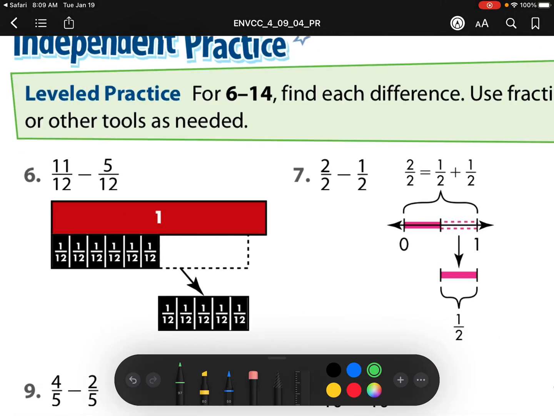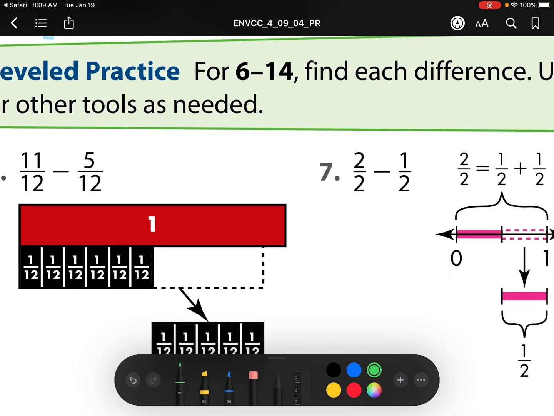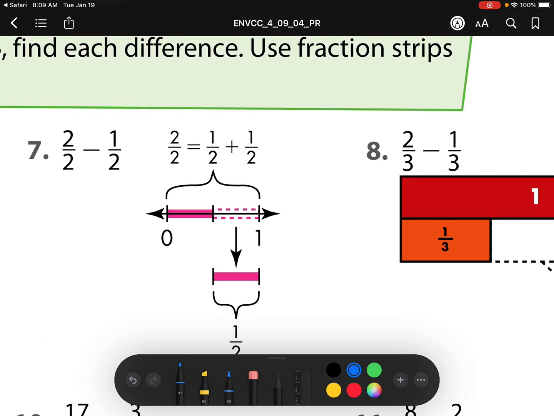Okay, now for number 6. They have this model for us. So let's start here. We have 11/12, which we see here's 6 and 5. So together that's 11, and we took away 5. So what are we left with? We're left with 1, 2, 3, 4, 5, 6. We're left with 6/12.